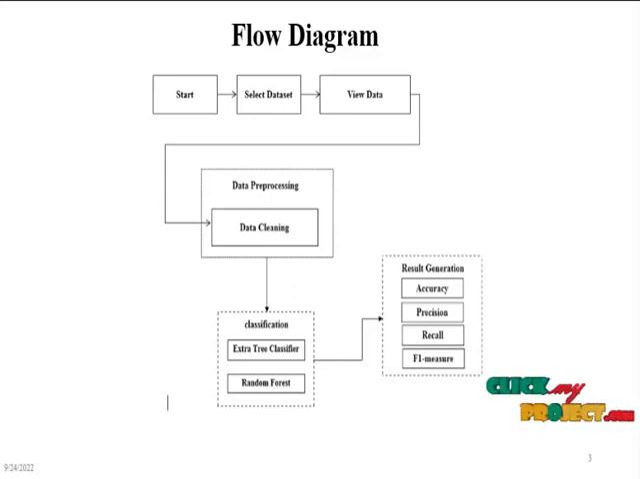Then after cleaning, it will apply into classification. In classification, we are using two different types of machine learning algorithms, like the Extra-T classifier and random forest classifier. Both classifiers will be used to classify the motor imagery electroencephalogram dataset and generate the result in terms of accuracy, precision, recall and F1 score.